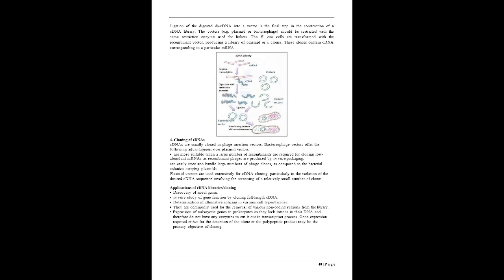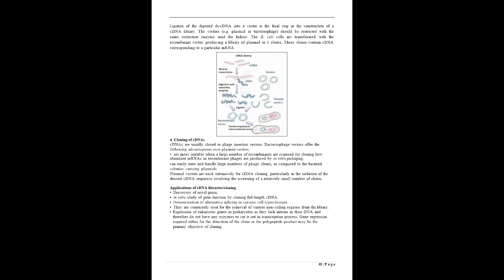Now coming to the cloning and the applications of cDNA and cDNA libraries. So basically the final stage is the cloning, where we do it using the restriction enzymes and ligase. So the recombinant vectors are then introduced into the E. coli cells, creating a library where the bacterial colony or the phage clone contains specific cDNA corresponding to the mRNA molecule.